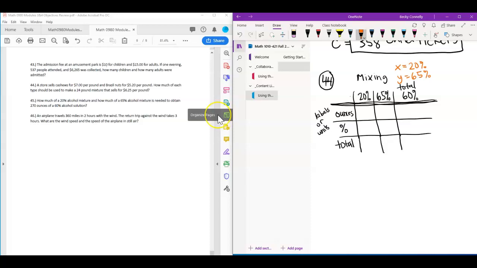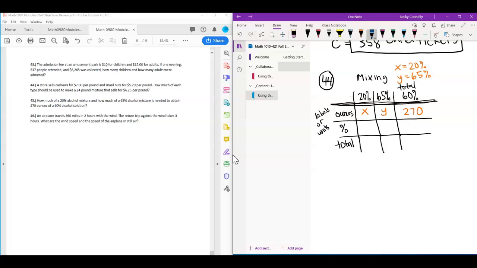And so we're trying to find the amount needed, right? So I don't know how many ounces of the 20% solution I need, so I'm just going to call it X. And I don't know how much of the 65% solution I need, so that's going to be some other number, which I'll call Y, because I don't know what that is yet. But I know my total of 60%. Look over here, right? It says that I want 270 ounces of the 60% solution. So that means I know that together they need to add up to be 270. Okay? And so that's going to give me my first equation. All right, but let's keep going and filling in the rest of this.